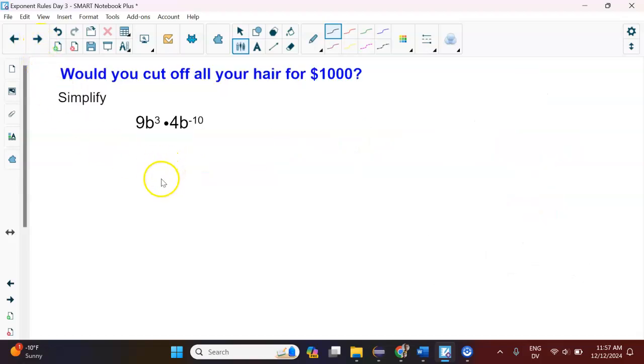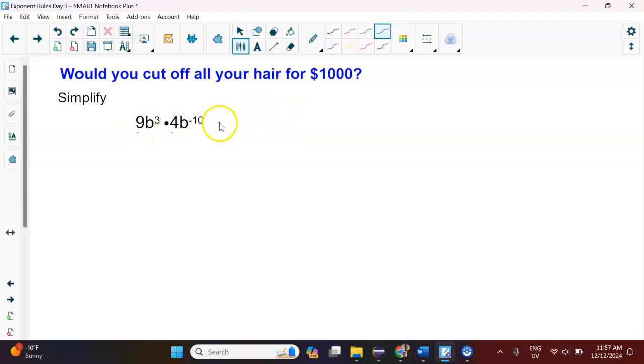Okay, next problem. Go ahead, pause the video, give it a shot. Okay, so there's a few ways to do this. You could move this exponent b to the 10 down. That's honestly probably how I would start.